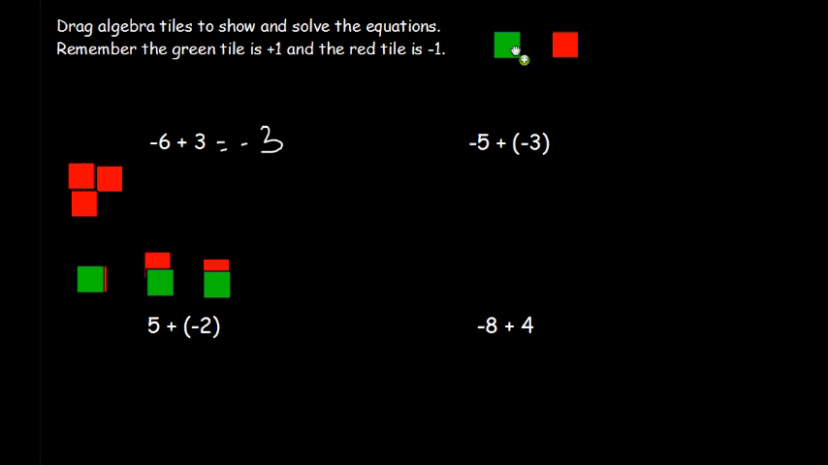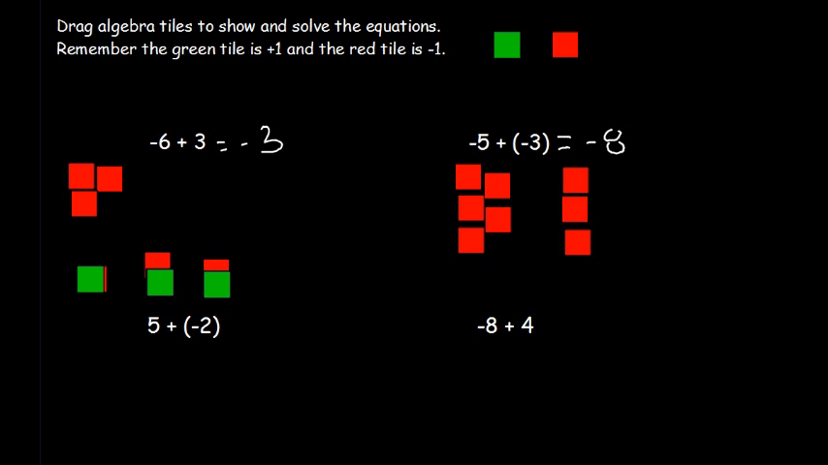Okay. Now we have this one saying 5 negatives, so 5 reds. Now we want to go plus negative 3, so now we have 3 of these. We look at this and say, I don't have any positives, so I can't make any zero pairs. I just count up how many I have: 1, 2, 3, 4, 5, 6, 7, 8. That's my answer, so I have negative 8. So negative 5 plus negative 3 is negative 8.